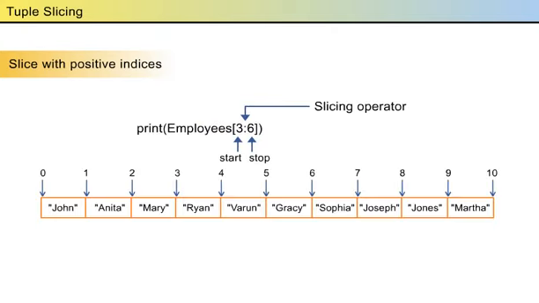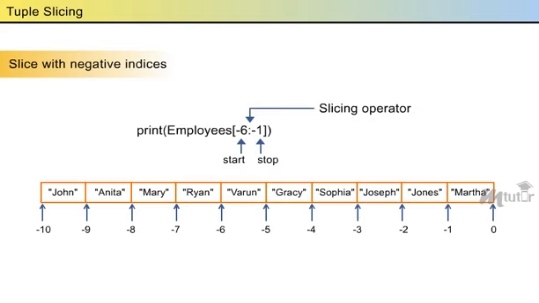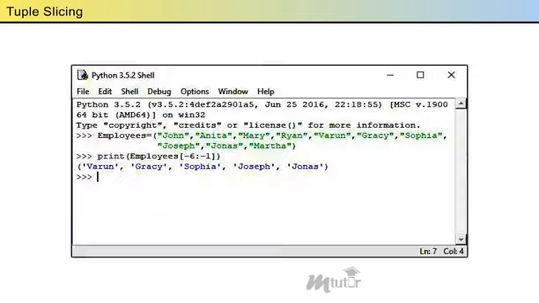Correct, Naveen. Consider the employee names in the tuples. First, let us start to slice the tuple with positive indices. We use the code as shown to extract the values from the third index position until the sixth index position in the tuple. The output of the slicing is as displayed. Next, we shall slice the tuple with negative indices. We use the code as shown to extract the values from the third index position until the eighth index position in the tuple using the negative index. The output of the slicing code is as displayed.